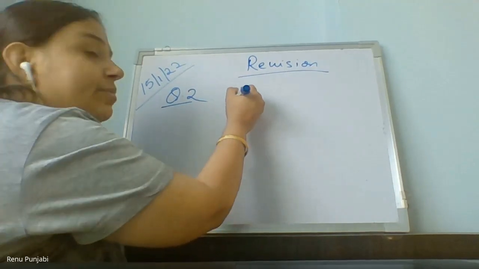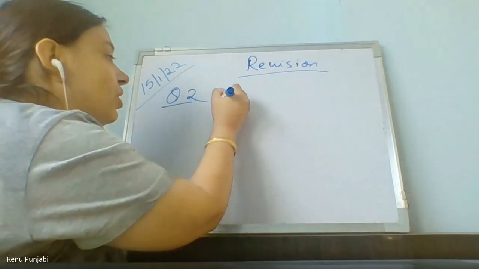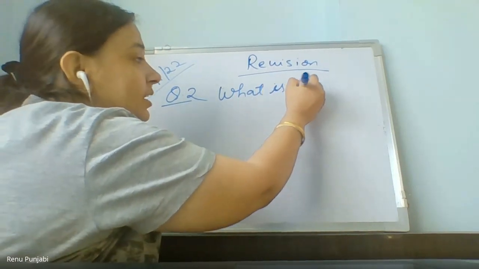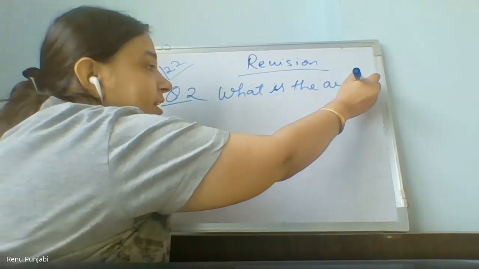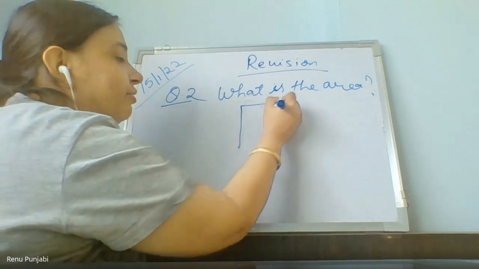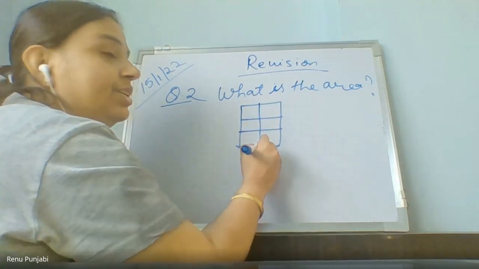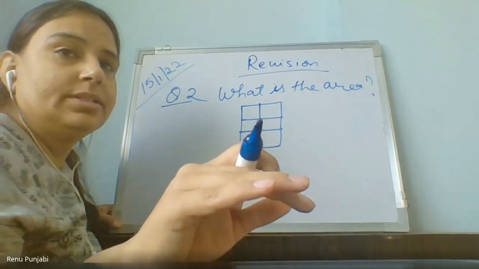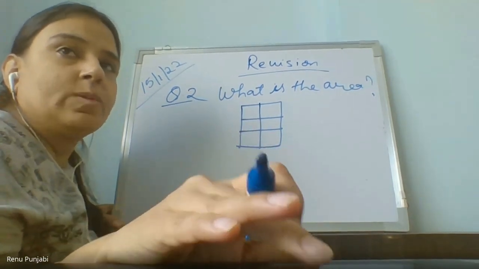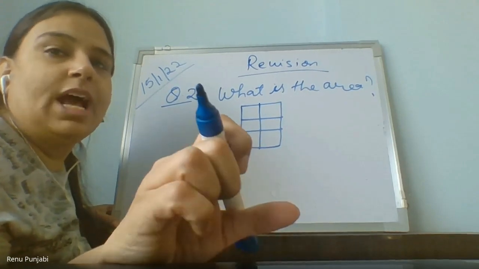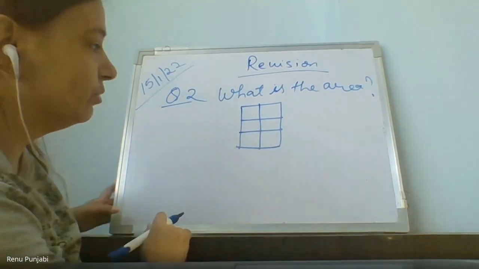In this question number 2, it is compulsory to draw the figure also. I'm going to draw a figure. You also have to draw a figure and find the area of this figure. Here meter and centimeter are not used, so you have to give the answer in units.